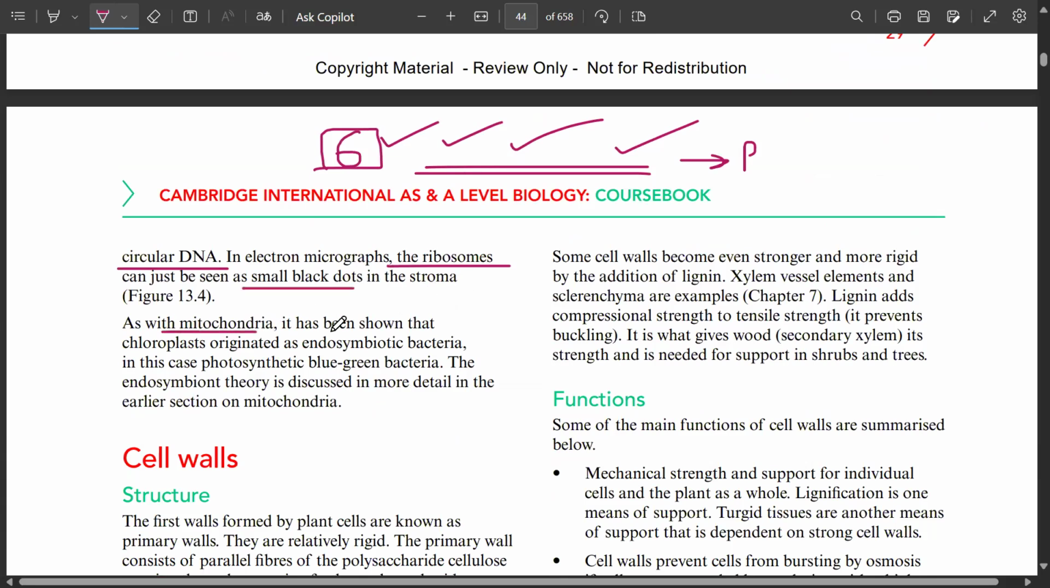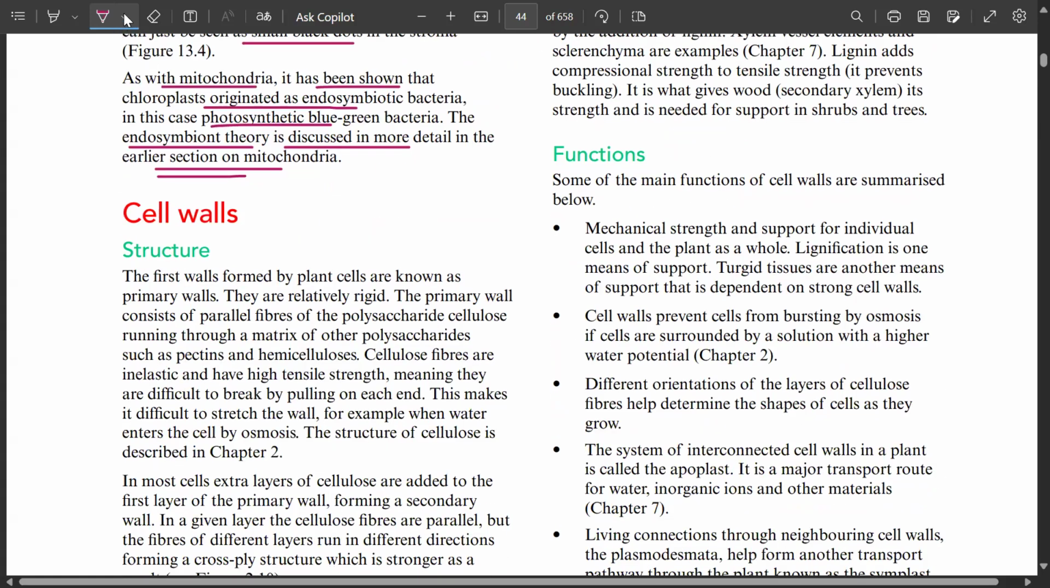As with mitochondria, it has been shown that chloroplasts originated as endosymbiotic bacteria, in this case, photosynthetic blue-green bacteria. The endosymbiont theory is discussed in more detail in the earlier section on mitochondria as well. Next, we have cell walls. Can you tell me what are cell walls and where are they present? And what is their function?